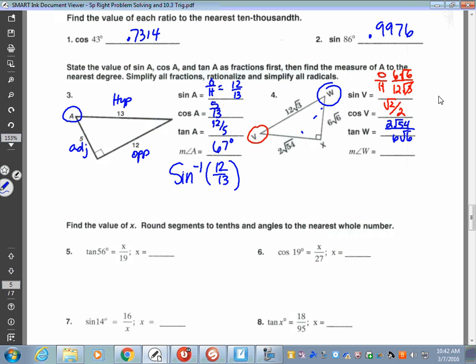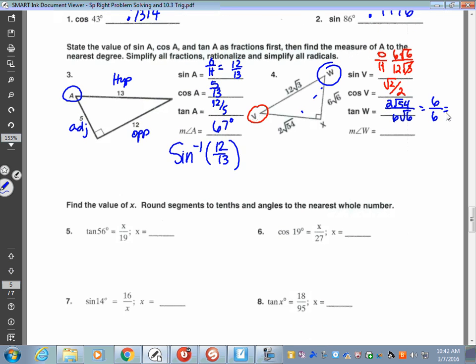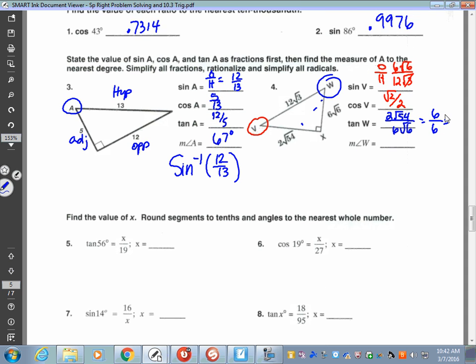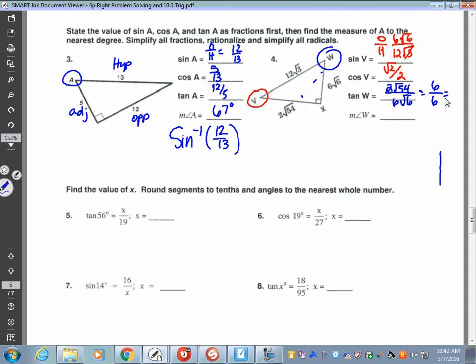All right, yes, it can be simplified. 6 can go into 54, correct? What's the square root of 9? 3. Okay, so 3 times 6 is 18, so over 6, which is just 1. Yep, the answer is 1.